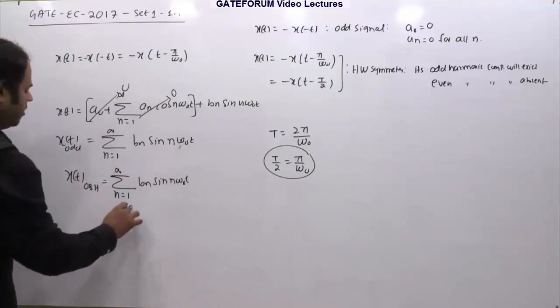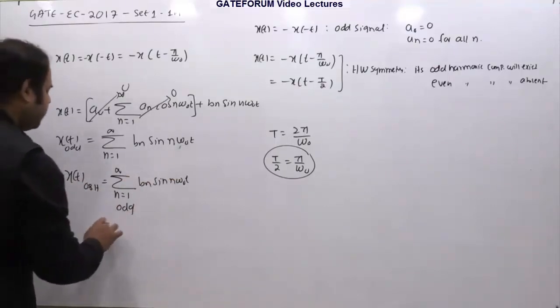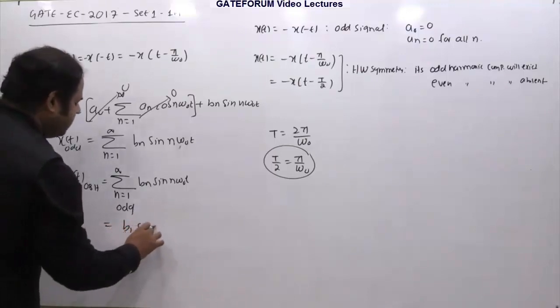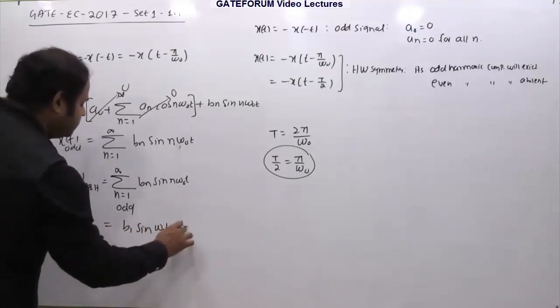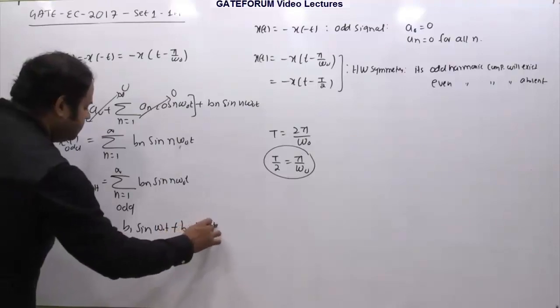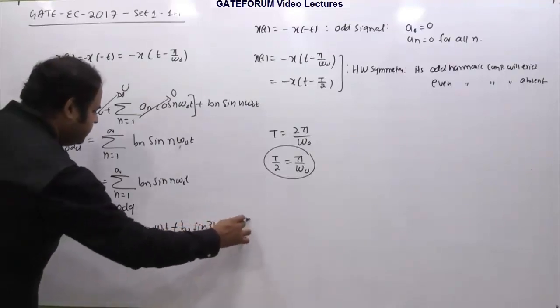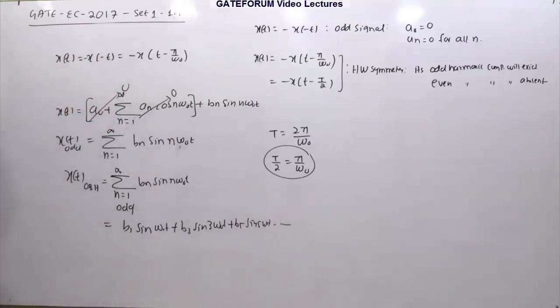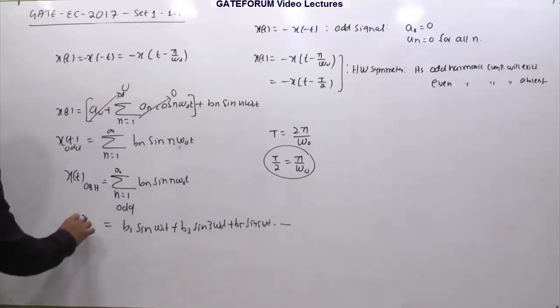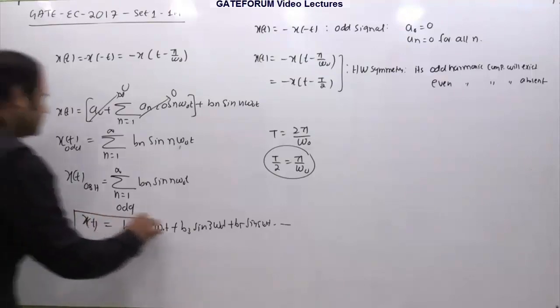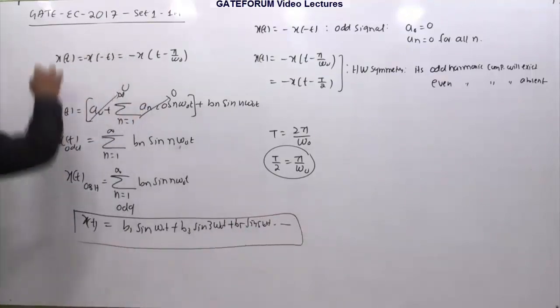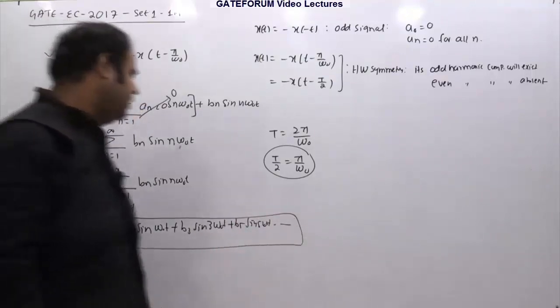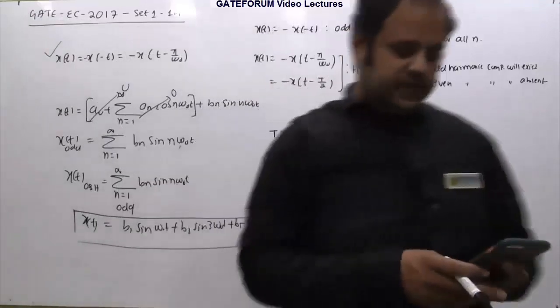So here I am writing only odd, right? If I expand it, it will have B1 sine of omega naught t plus B3 sine of 3 omega naught t plus B5 sine of 5 omega naught t, and so on and so forth. This is what the trigonometric Fourier series expansion of x of t looks like based on these conditions. So if you see all the options, which option is satisfying this?